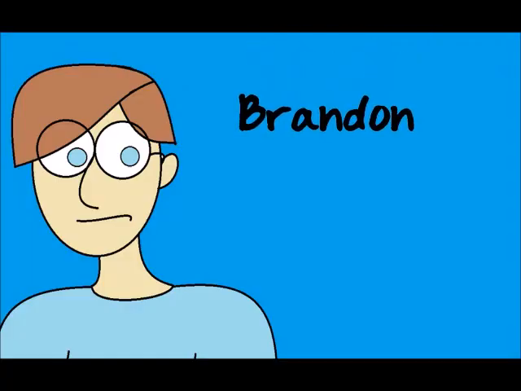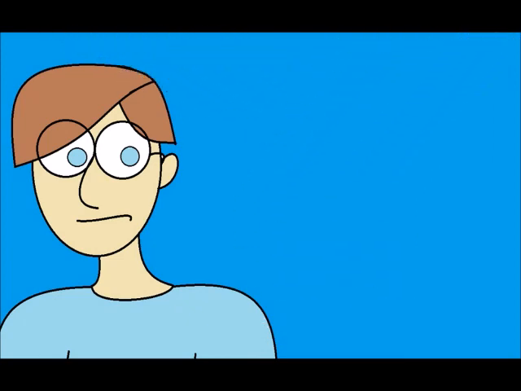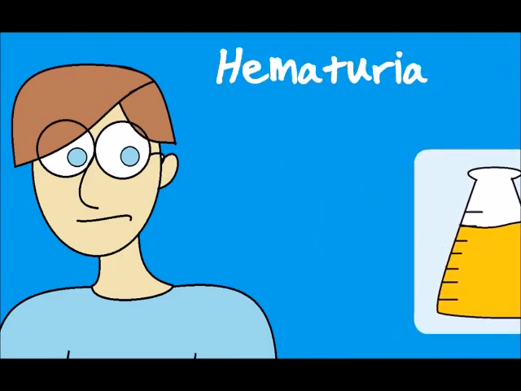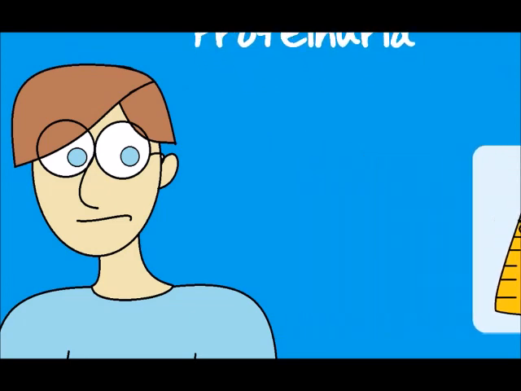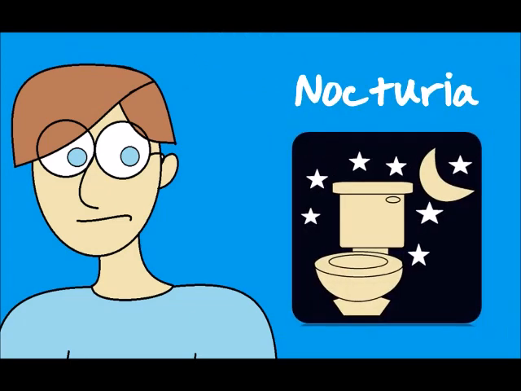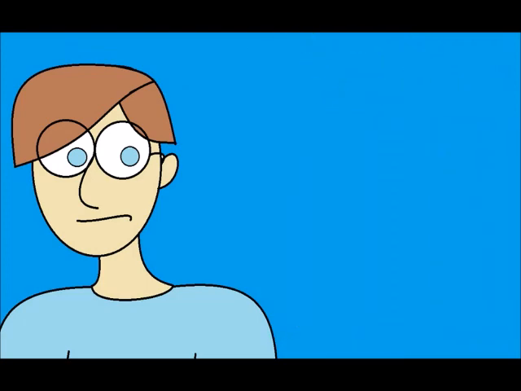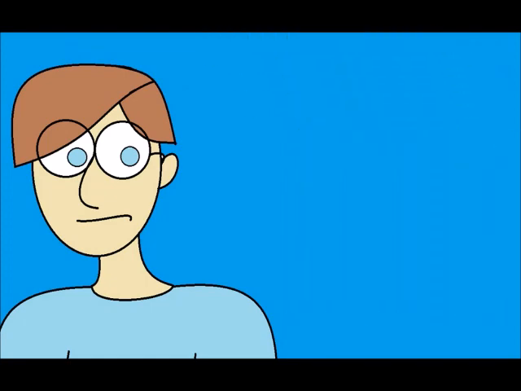Brandon is a 37-year-old male who has recently gotten over strep throat and is now experiencing orangey brown urine due to hematuria, which is blood in the urine, foamy urine due to proteinuria, which is protein in the urine, and nocturia. Brandon has also noticed swelling throughout his body. When he goes to the clinic, he is told he has high blood pressure. Brandon is diagnosed with acute glomerulonephritis, which is an inflammatory disease of the glomeruli in the kidneys.